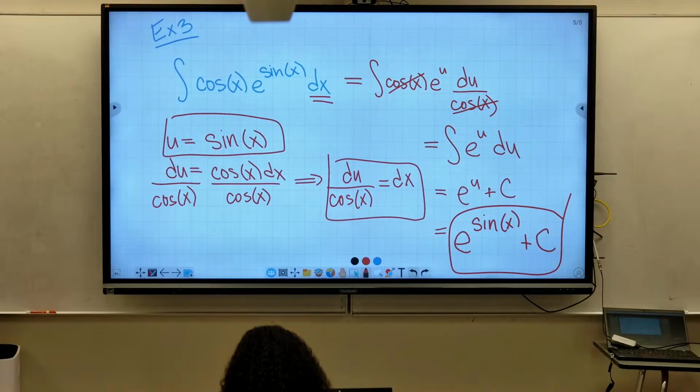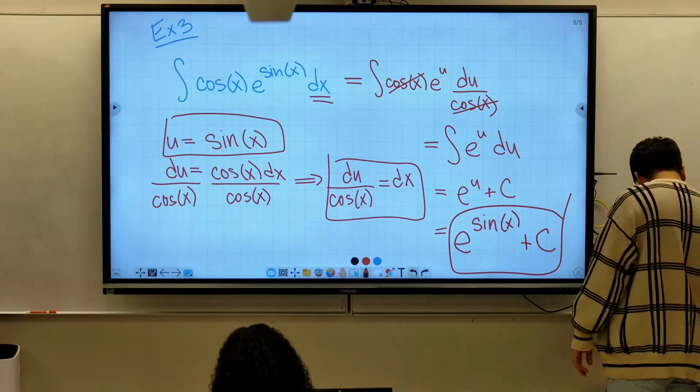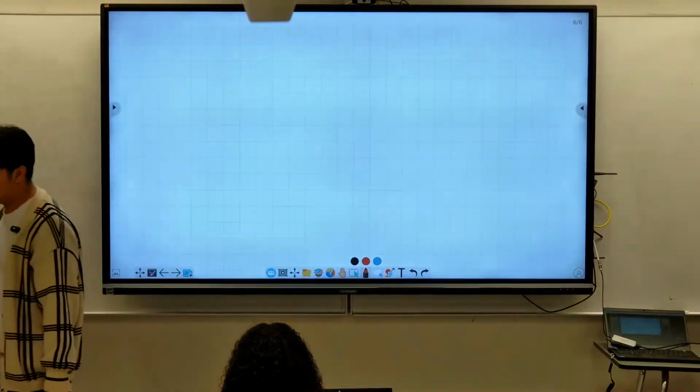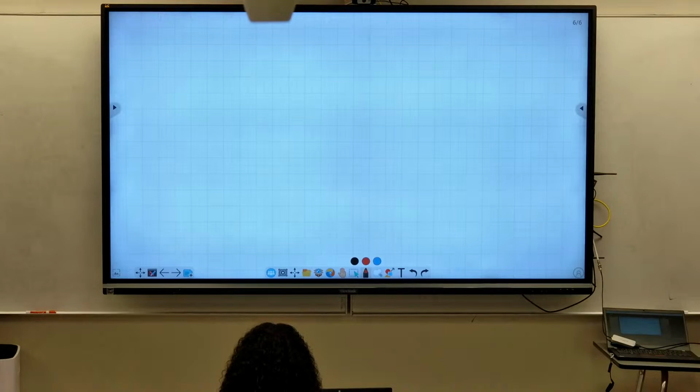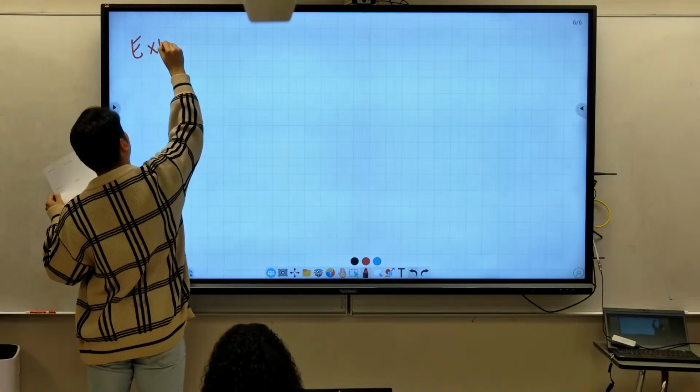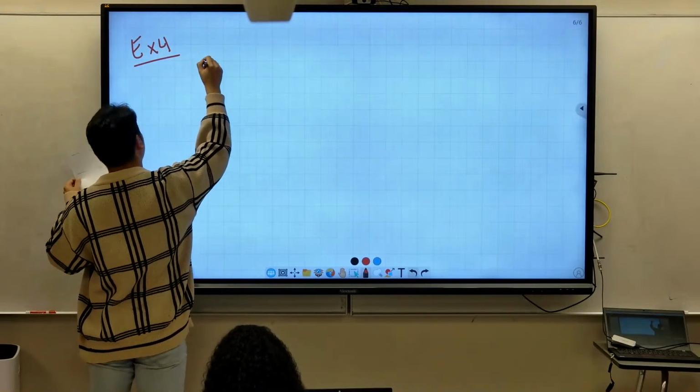All right, so any questions about this one? I have one more example for y'all to see if y'all can decipher this one. Initially it might look deceptively like something that we can do quickly. Well, I say deceptively because we could actually do it pretty quickly. Let's do example 4.